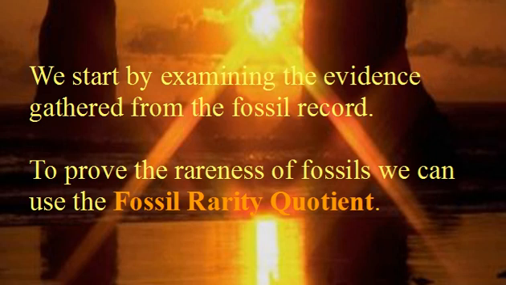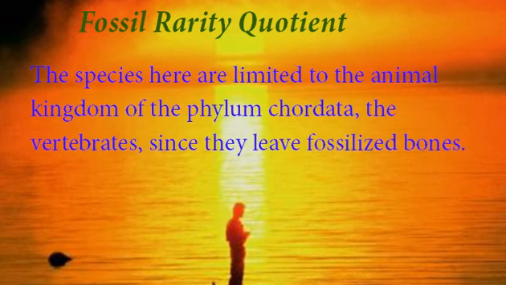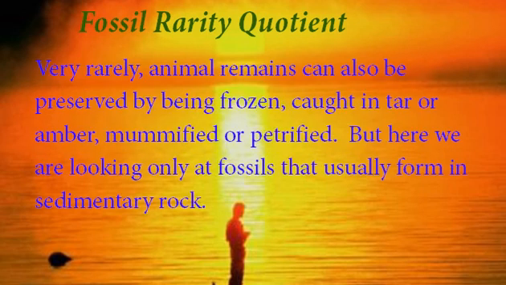To prove the rareness of fossils, we can use the Fossil Rarity Quotient. The first equation is the general form, which examines the number of fossils found per animal. The species here are limited to the animal kingdom of the phylum Chordata, the vertebrates, since they leave fossilized bones. Very rarely, animal remains can also be preserved by being frozen, caught in tar or amber, mummified or petrified. But here we are looking only at fossils that usually form in sedimentary rock.